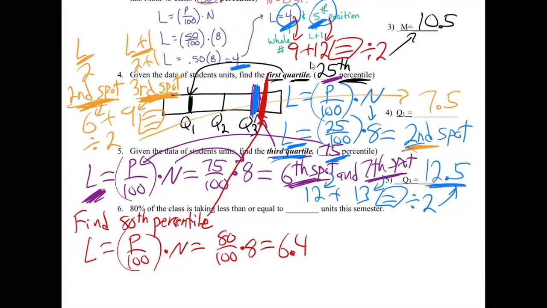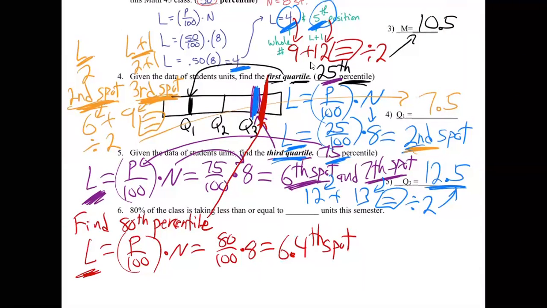Right, good job. Yeah, remember, this is the 6.4th spot, which sounds weird, and I will explain in a minute. But remember, this is a locator. It's not our answer yet. It's just telling us where to go find our answer. But how do you find the 6.4th spot? You can't do that. So what do we do? We round it up, don't we? So round up.